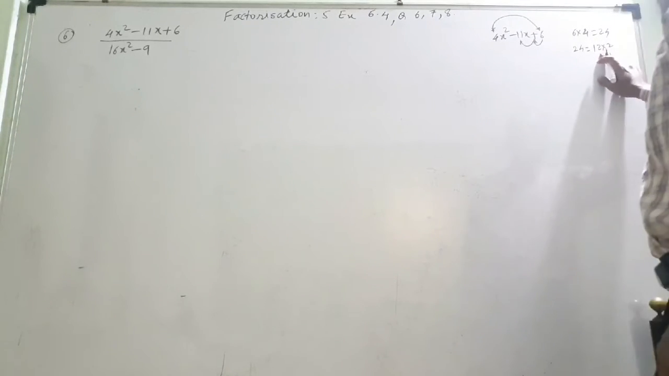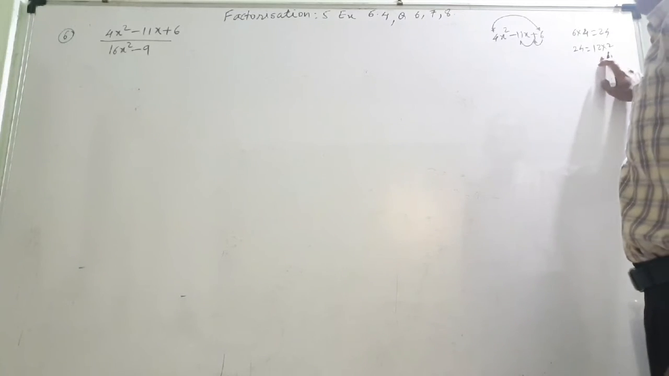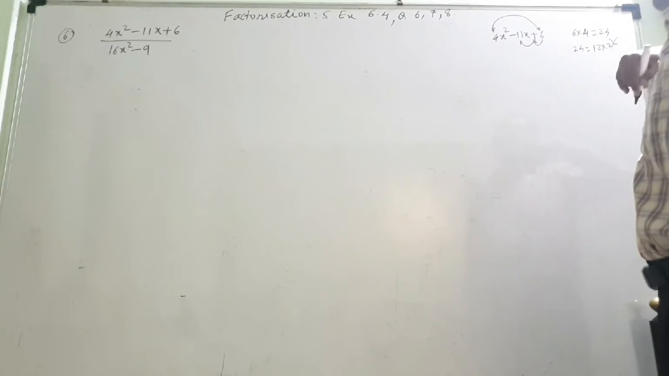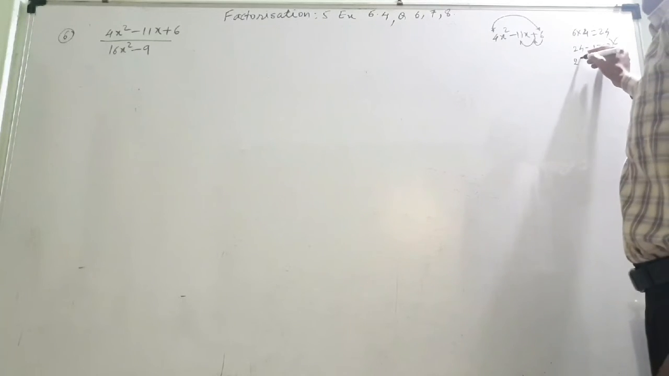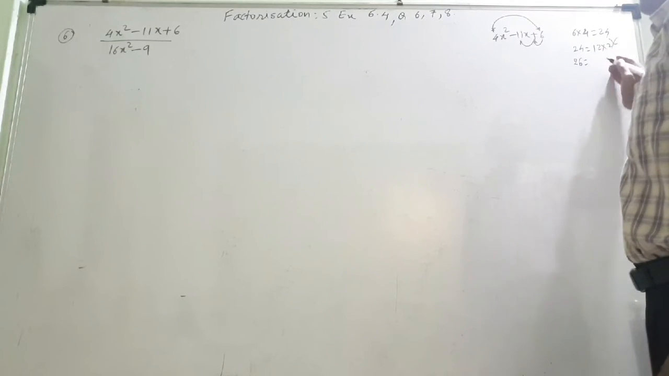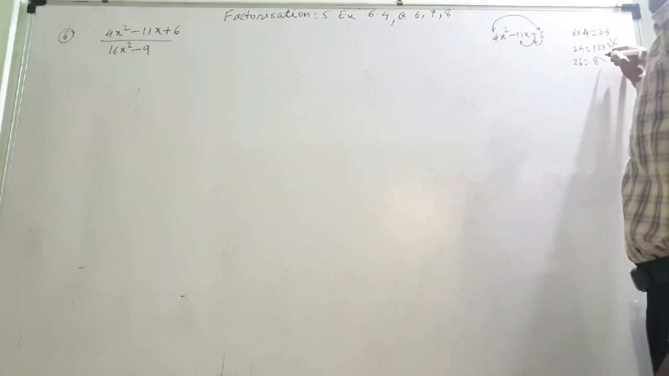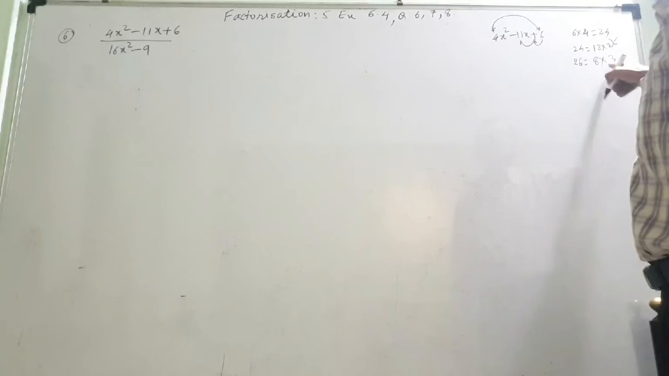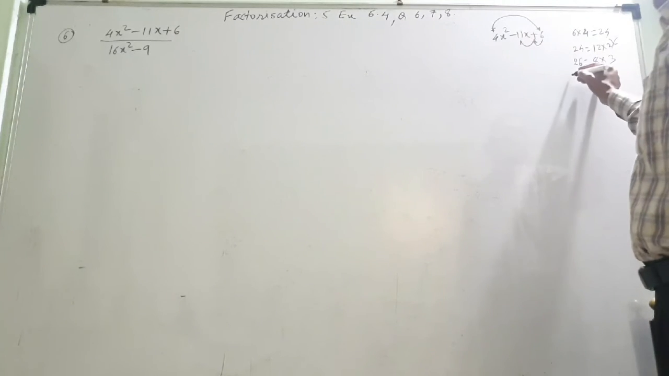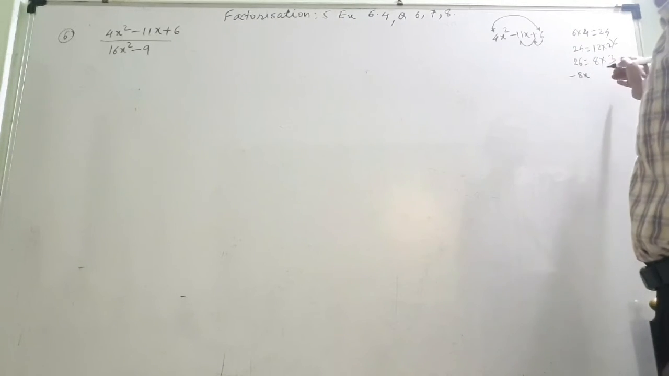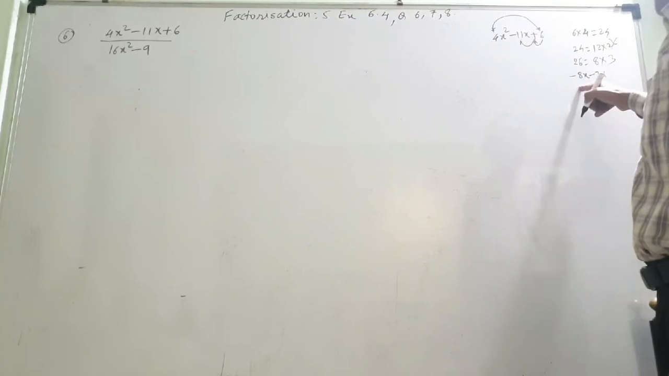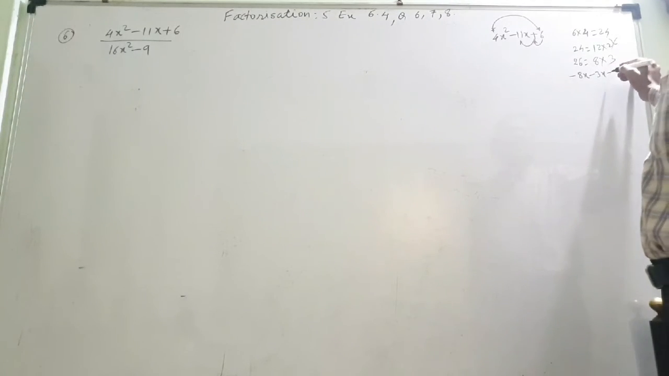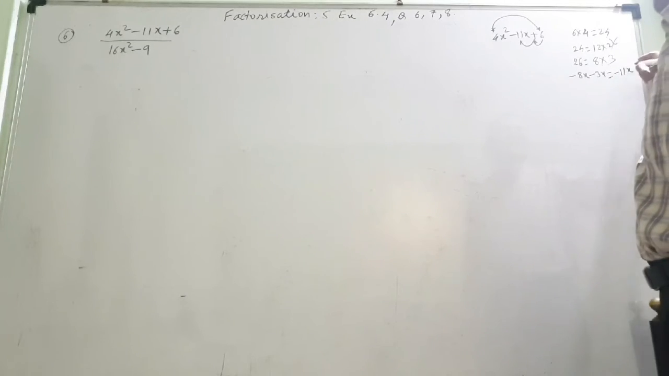This 12 into 2, the addition will be 14. This won't do because 12 plus 2 will be 14. No. So 24 is equal to 8 into 3, that is also there. 8 plus 3 is 11. So my work is what? Minus 8x, minus 3x. This is the addition because both of them have the same sign. So this is equal to minus 11x.